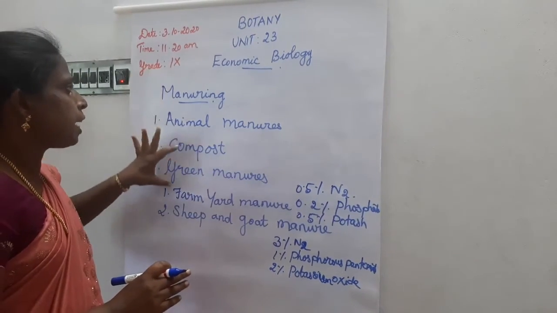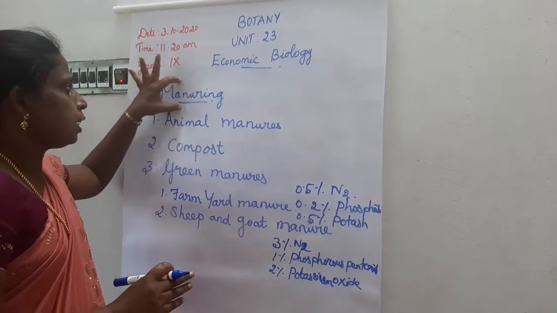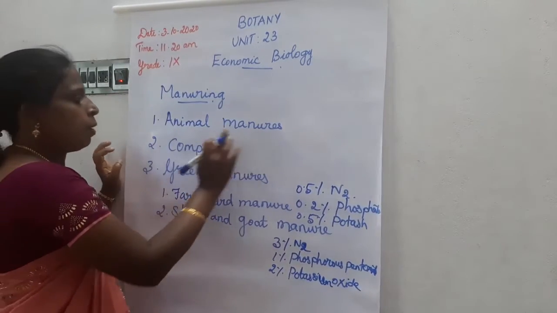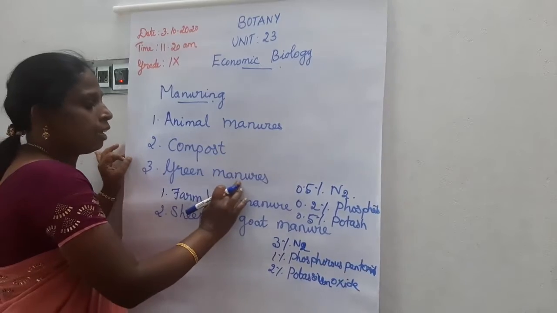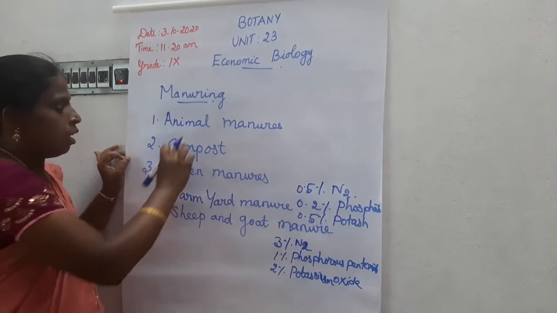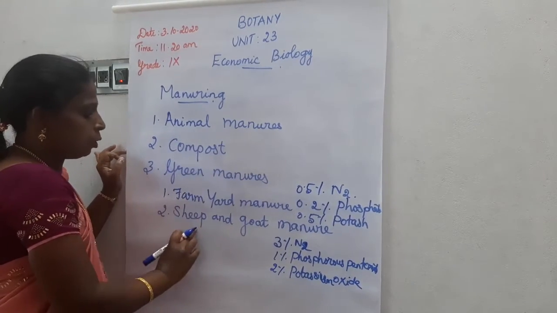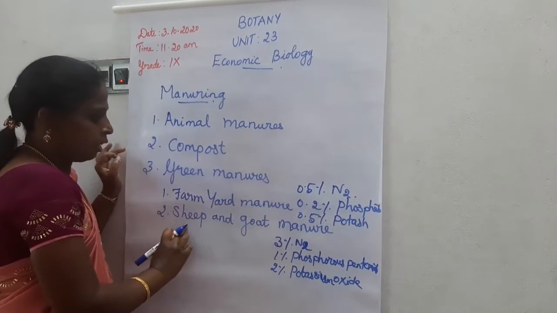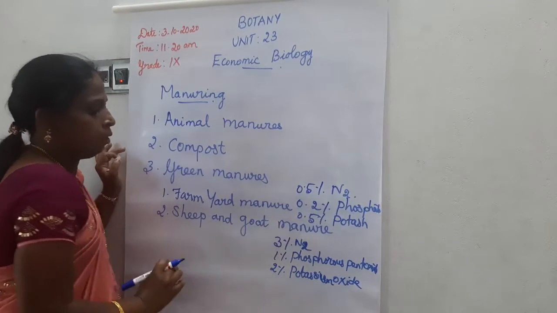These are the three types of manuring. The three types of manuring are animal manure, compost, and green manures. The animal manures consist of two types. They are farm-made manure and sheep and goat manure.